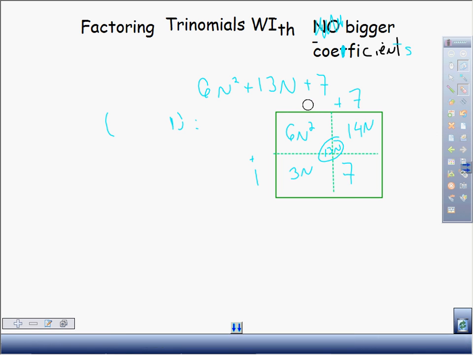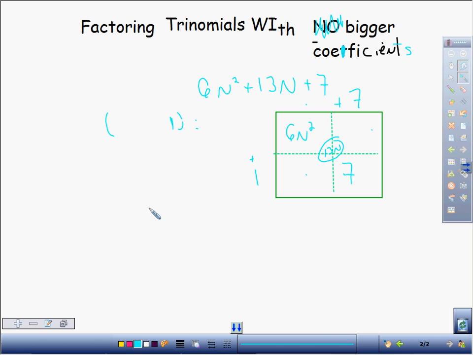Well, maybe if I put the 2 and 3 in a different place, is that going to help? What if I put the 3 here and the 2 here? Is that going to work? I don't think it's going to work, so you're going to have to try something else, okay?